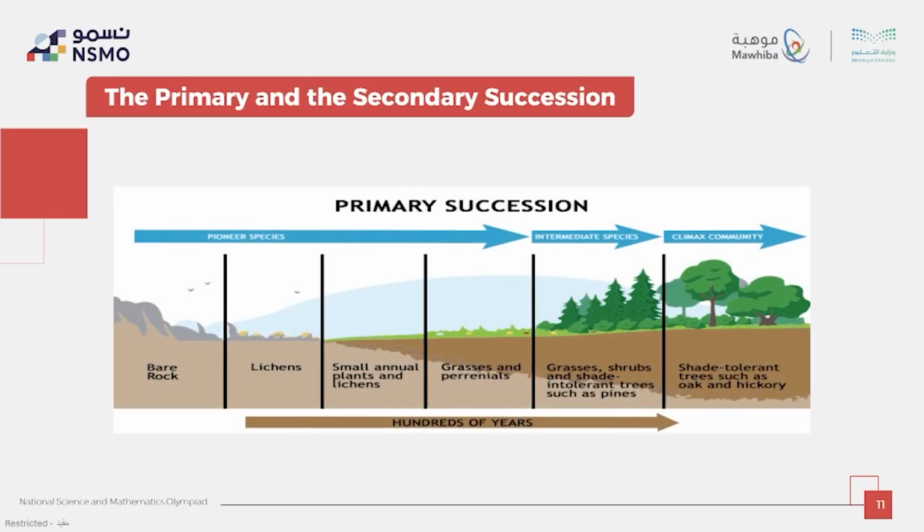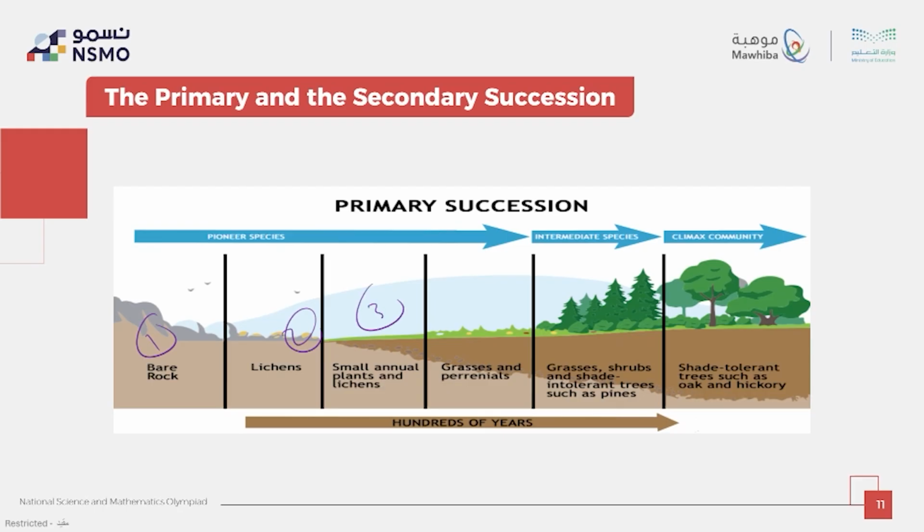So let's talk first about primary succession, and let's walk through the stages shown in the image step by step. And we have here the first step: bare rock. So the process begins on bare rock with no soil and no living organisms. Moving to stage number 2, arrival of lichens, pioneer species. So lichens are the first pioneer species. They break down rock to help form the first thin layer of soil.